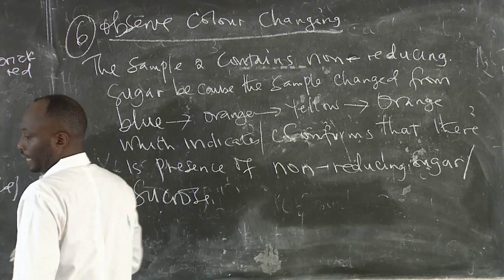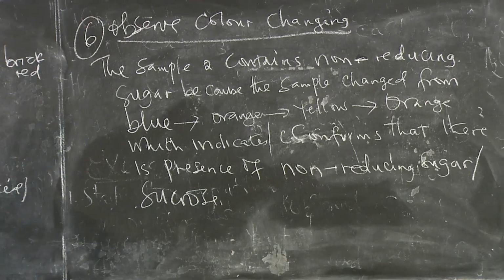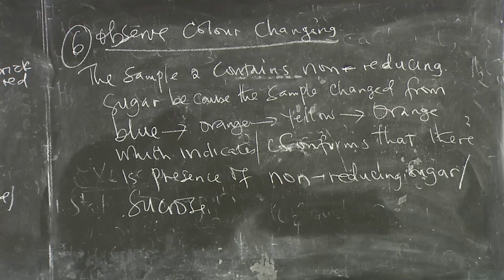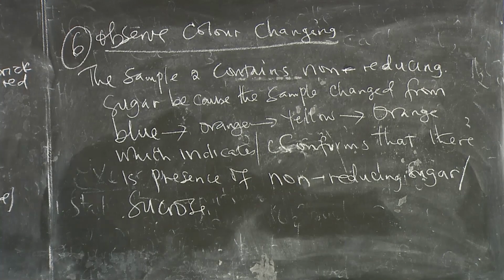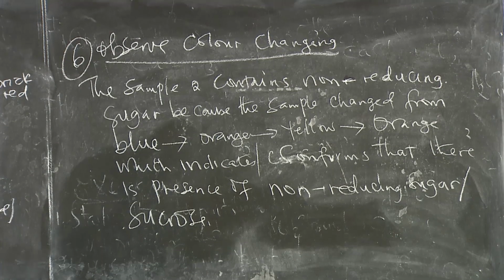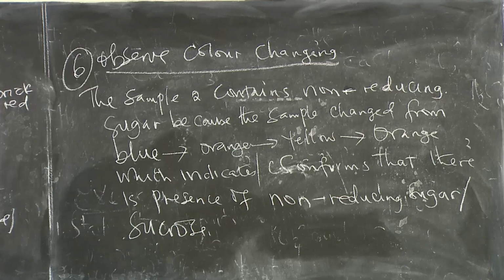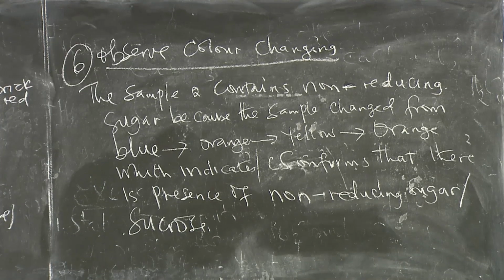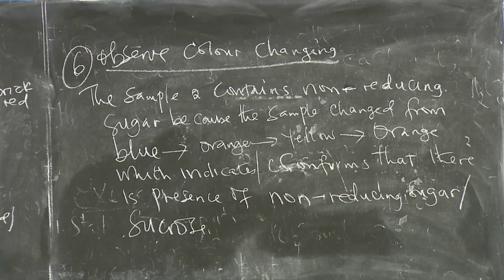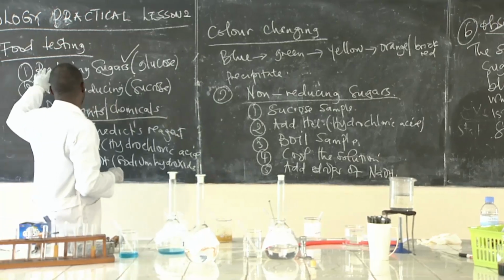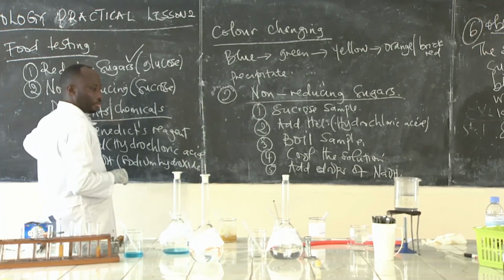So I think that is the test we had to do today. Quickly, we had sample 1, which was a reducing sugar. We had sample 2, which was a non-reducing sugar. And we can use this one to test the presence of reducing and non-reducing sugars.